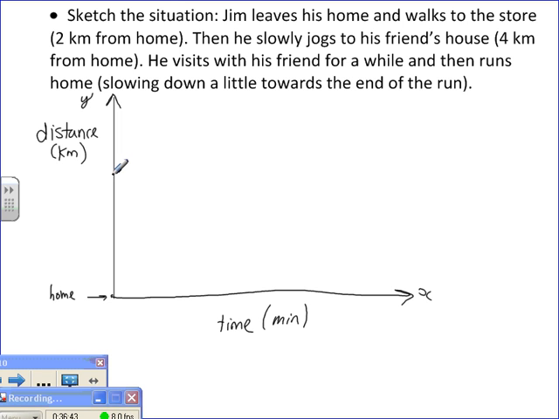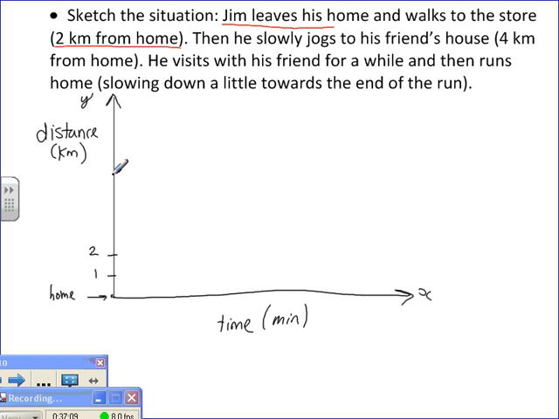So the first part is that Jim leaves his home and he walks to the store. The store is 2 kilometers from his home. So the distance that he's going to travel over here on my y-axis is going to be 2 kilometers. So there's 1 kilometer, there's 2 kilometers right there. And we're going to assume that it takes him a certain amount of time to get to the store.